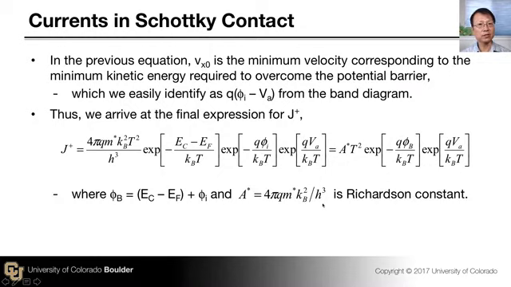It's a material specific constant because it has the effective mass in it. So you will find in a reference table that lists Richardson constants for various semiconductor materials, and you can use those. We also use that the barrier height is simply E_C minus E_F plus the built-in potential. And so this here is the final expression for your positive directional current density.